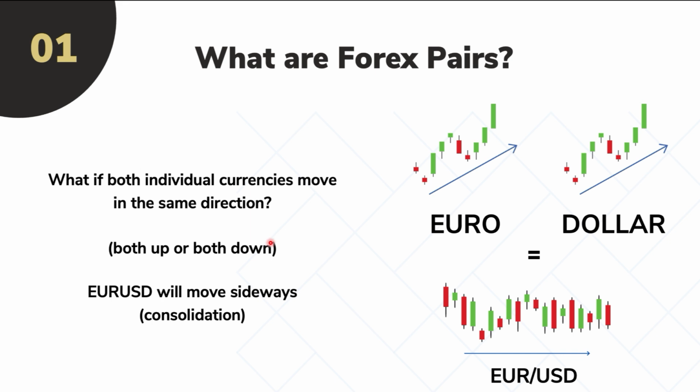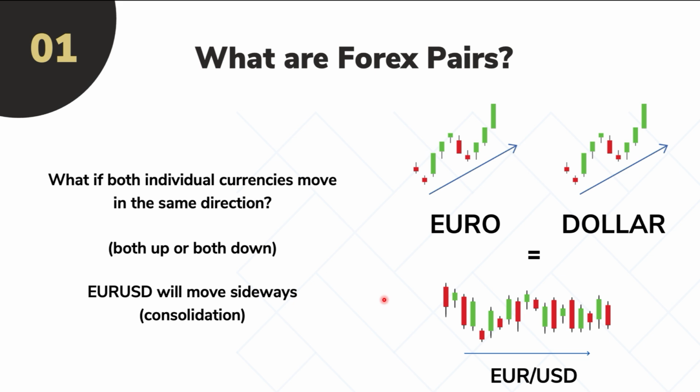But what if you have a situation where both euro and dollar go the same way? So both up or both down. Then euro dollar will be in a consolidation. That means it's going to trade sideways. It doesn't do anything. And these kind of scenarios you don't want to trade because there's not much money to be made. Most of the money is made in those big expansion moves up or down. So it's always best to have one currency that goes up and one currency that goes down or vice versa.